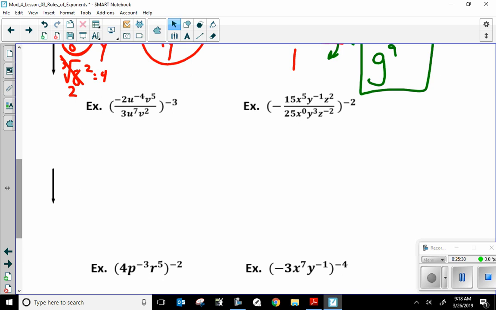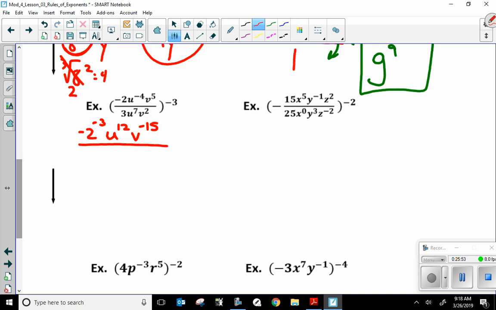Oh, my negative 3 gets applied to everything in the parenthesis. Okay, so let's go ahead and do that. Okay, everything. So I got negative 2 to the negative 3. I multiply them. Negative 4 times negative 3 is positive 12. v, 5 times negative 3 is negative 15. All over 3 to the negative 3, because everything gets the negative 3 exponent. 7 times negative 3 is negative 21. Okay. And v, 2 times negative 3 is negative 6.